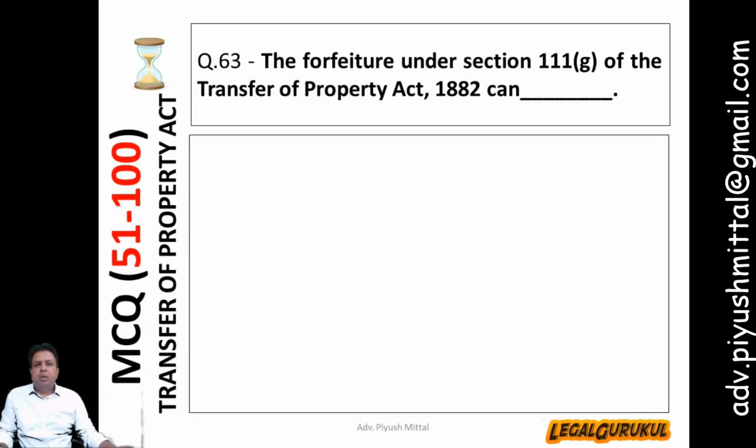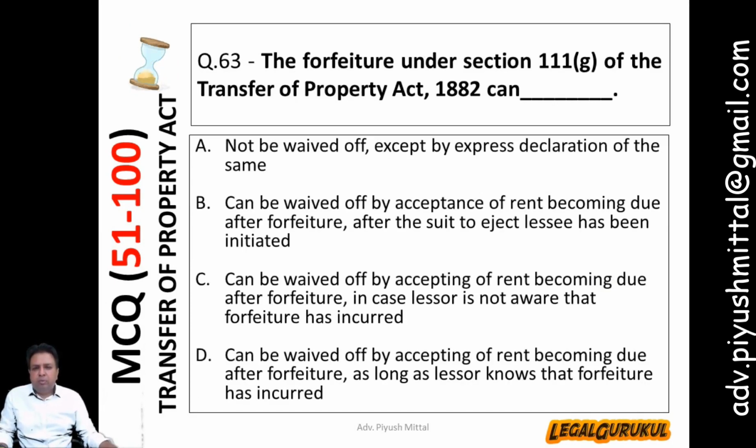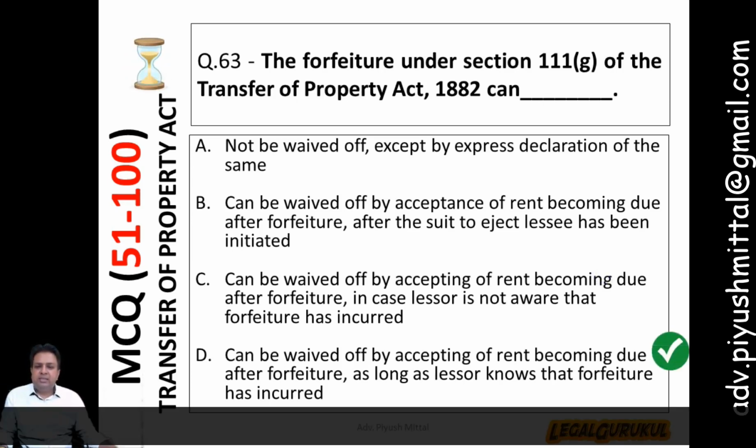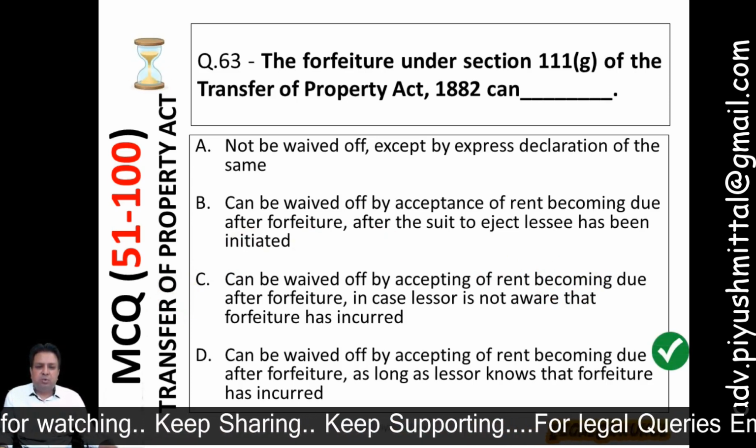Question number 63. The forfeiture under section 111G of the Transfer of Property Act 1882 can, option A, not be waived off except by express declaration of the same, B, can be waived off by acceptance of rent becoming due after forfeiture after the suit to eject lessee has been initiated, C, can be waived off by accepting of rent becoming due after forfeiture in case lessee is not aware that forfeiture has incurred, D, can be waived off by accepting of rent becoming due after forfeiture as long as lessor knows that forfeiture has incurred, and the correct answer is D, can be waived off by accepting of rent becoming due after forfeiture as long as lessor knows that forfeiture has incurred.